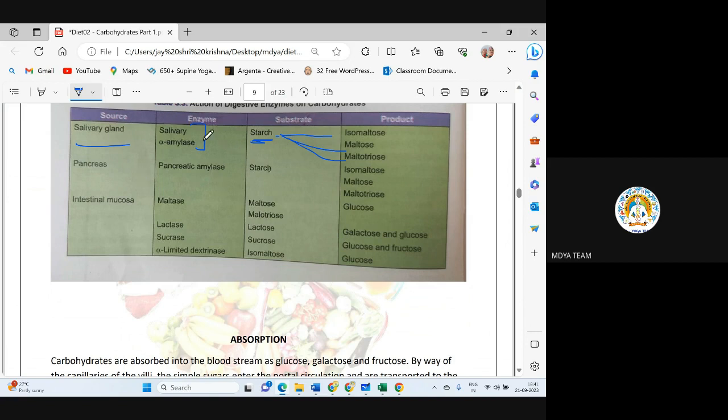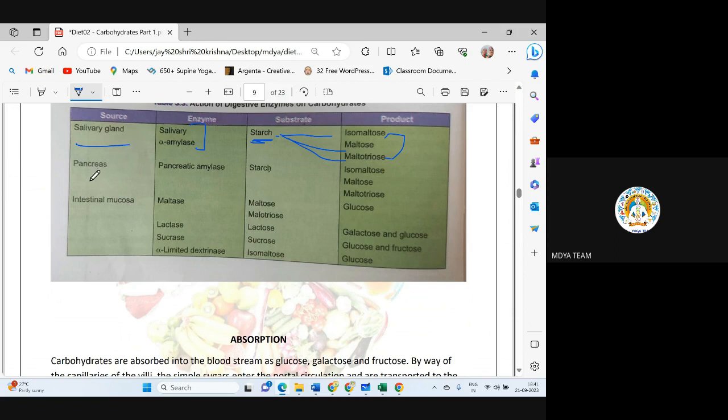In mouth, saliva is there. In saliva, alpha amylase is present. Alpha amylase acts on starch and breaks down starch into isomaltose, maltose, and maltotriose. But food is there for just 10 to 20 seconds in our mouth. After that, we swallow that food. So in that 20-30 seconds, it is not possible to break down all the starch.